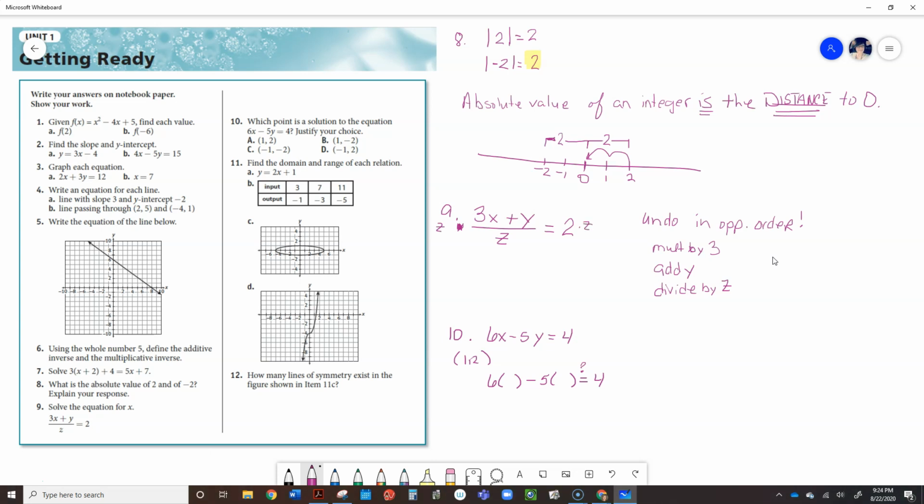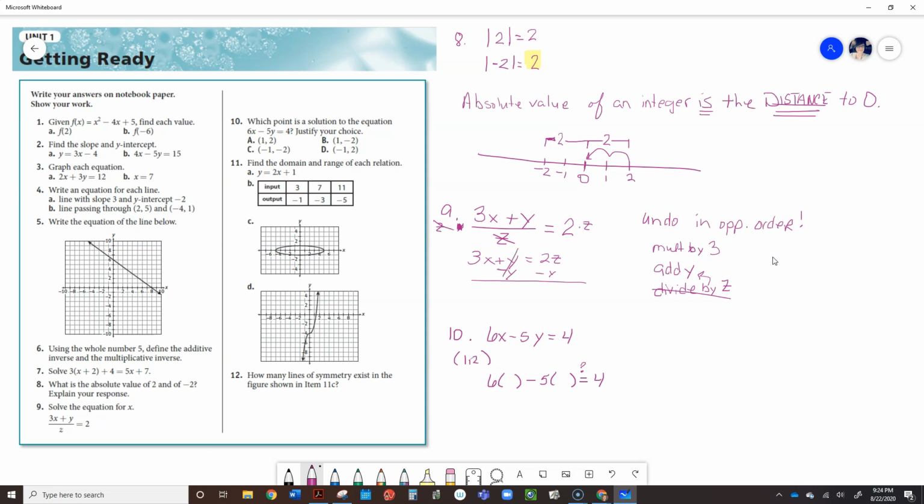Why? Because that's the last thing that we did was divide by Z. Then the Z's are going to divide out over here, and we're going to be left with 3x plus y equals 2z. Okay, then the next thing we're going to do, we've taken care of that one, so we've got to go up to the next step. It says that we add y, so what's the opposite of add y? Subtract y. Subtract y from both sides.